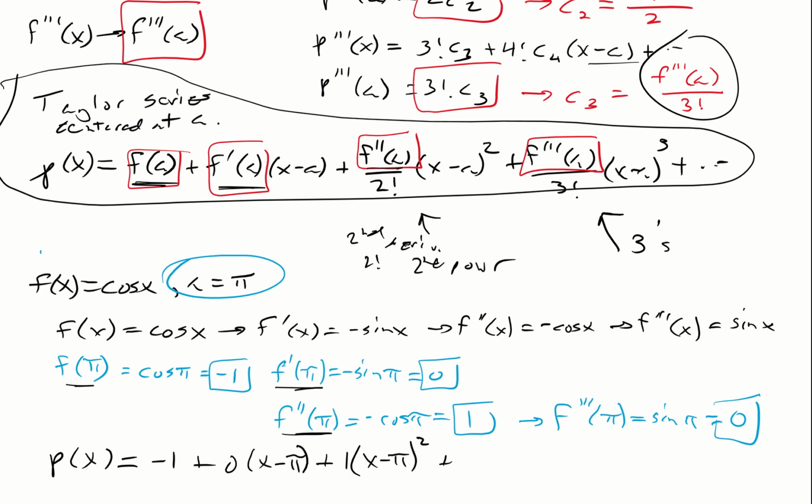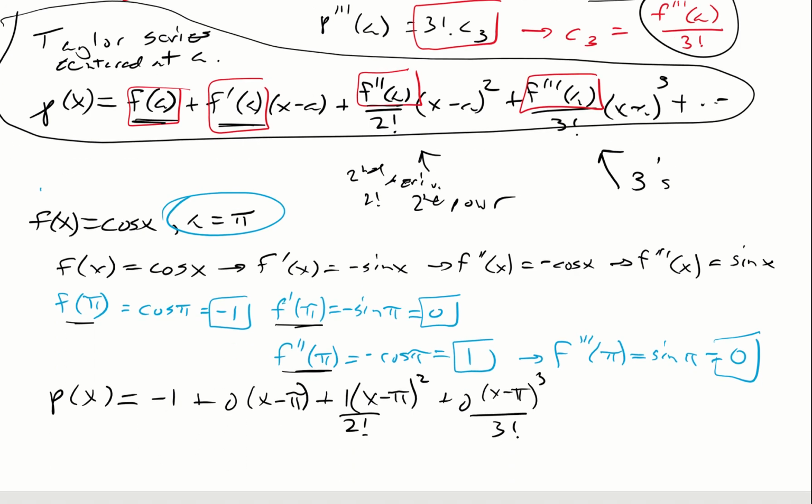The next one is f triple prime. F triple prime is 0, so it's going to go plus 0. What did I forget? I forgot my guy here. I forgot over 2 factorial. This next one would be 0 times, let's say, x minus pi cubed over 3 factorial. Okay, that's not saying much, is it? This is what we're getting.